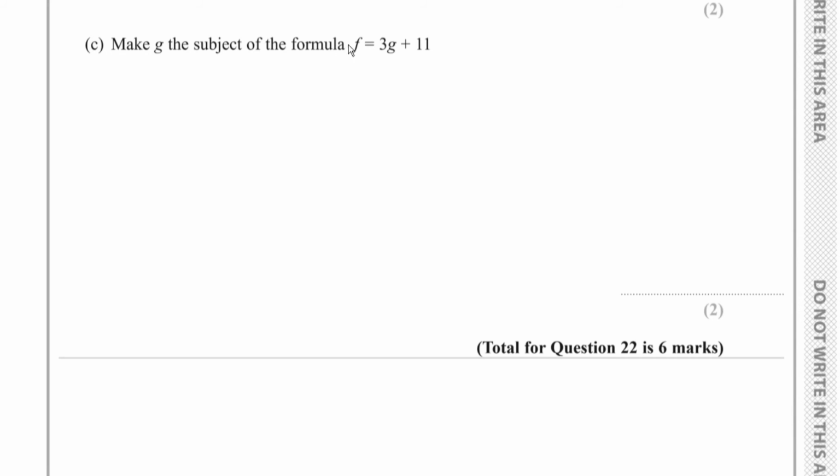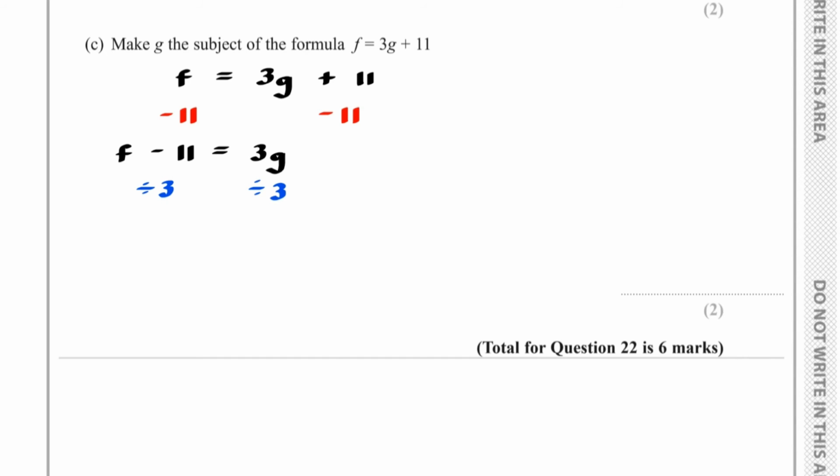Part C, make g the subject of the formula f equals 3g plus 11. First thing is to subtract 11 from both sides. That leaves us with f subtract 11 equals 3g. Next step is to divide both sides by 3. That leaves us with f subtract 11 over 3 equals g. So we have g equals f subtract 11 over 3.